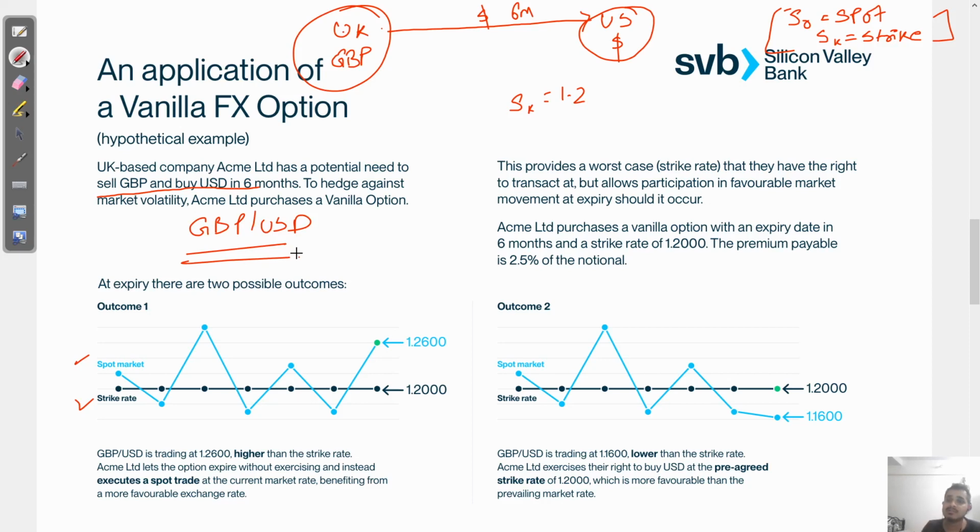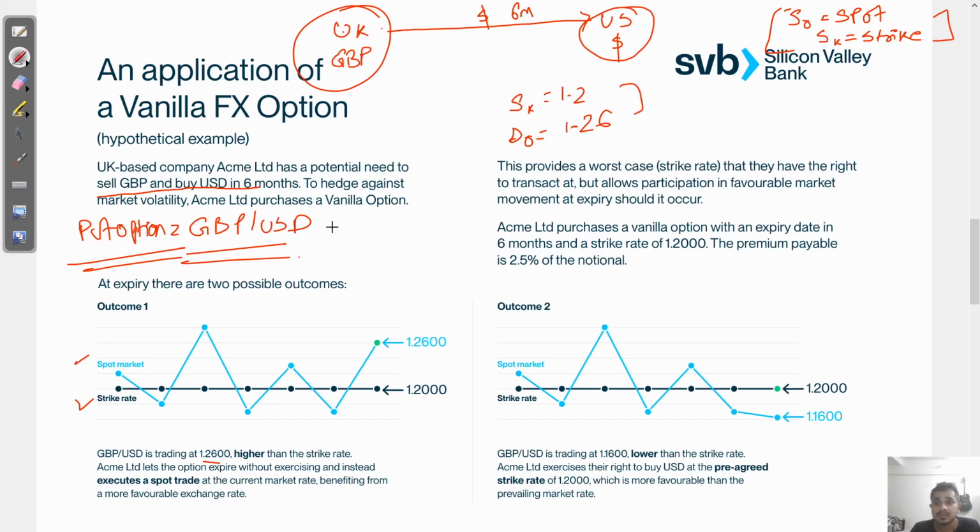So it is selling GBP and buying USD. It is shorting GBP, buying USD. It is buying a put option on this, right? So the strike price was 1.2, but GBP USD is trading at 1.26. So 6 months from now, the spot rate is 1.26. Spot rate is more.